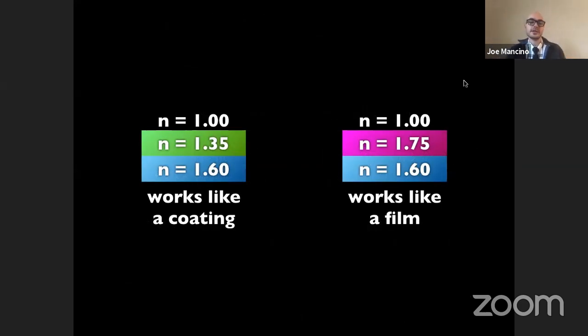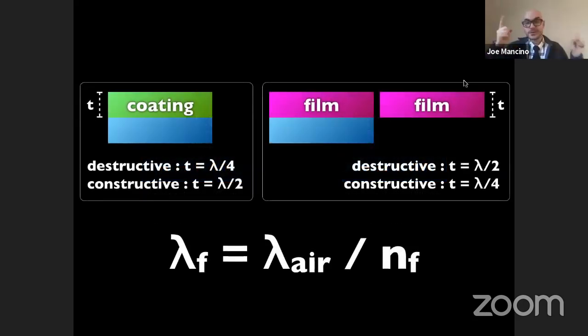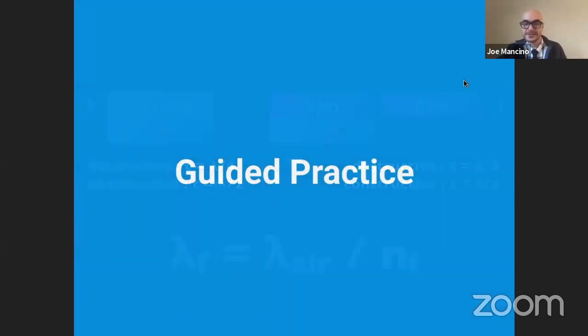I think of this example. On the left side of your screen, you see an intermediate n value for that green material. It's higher than the n value of air and lower than the n value of glass. That works like a coating. On the right side, it's still a material that's coating glass, but the material has a higher n value than the thing it coats. So it works like a film. Here it all is in one screen. Screenshot that. That's the important one. And we're going to move on to some guided practice.